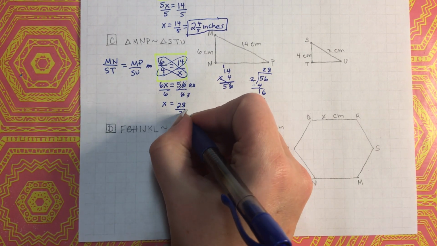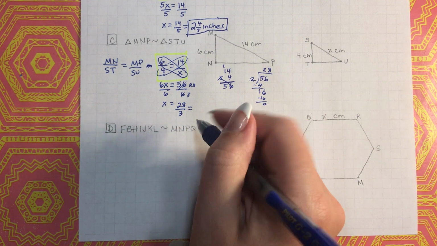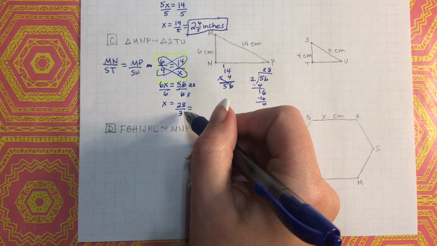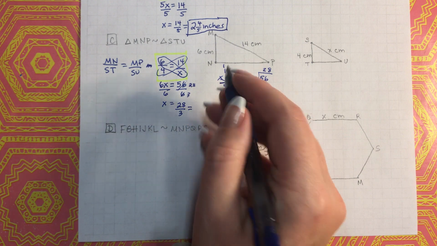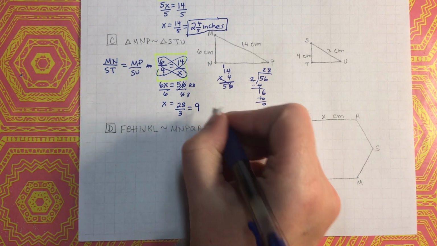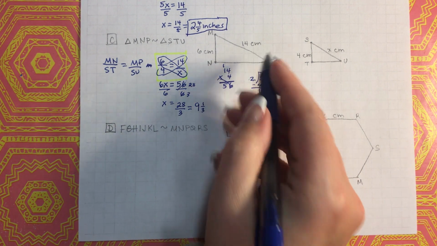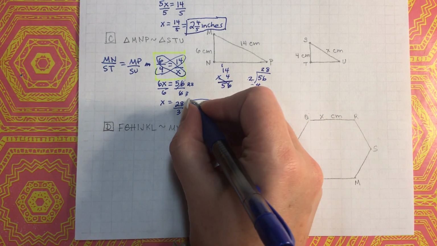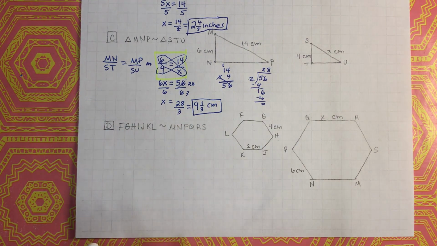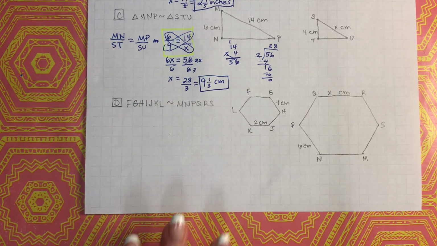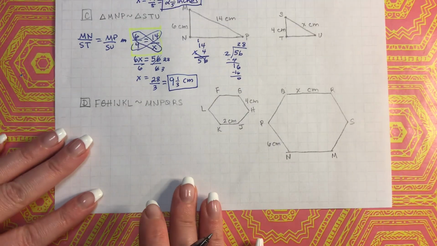So we have our answer 28 over 3, which is equal to 9 and 1 third, because 3 times 9 is 27, with 1 left over. What are we talking about? Centimeters. So that would be our answer there. Okay, so if you got that one right, great job. Let's see how you did on this last one.